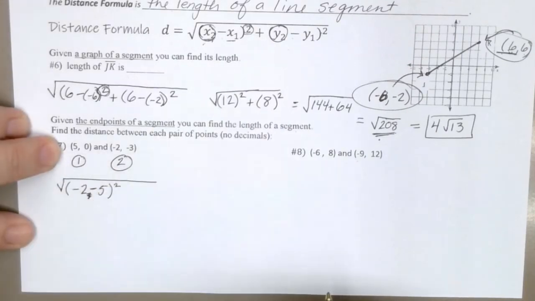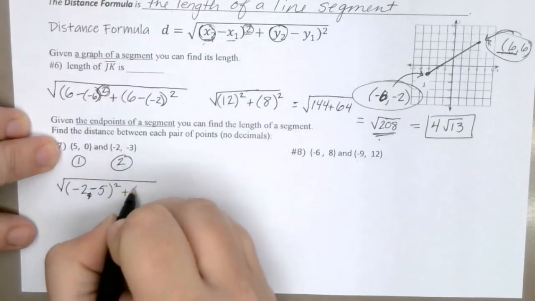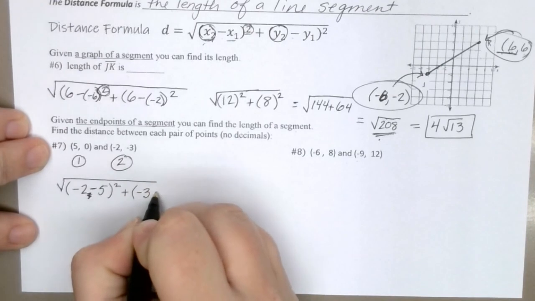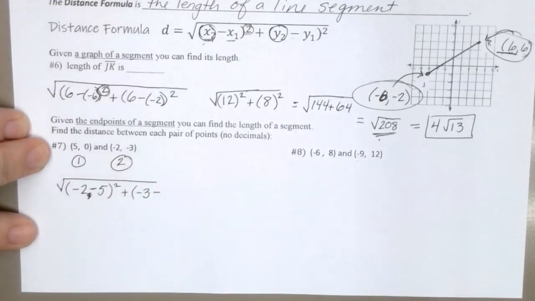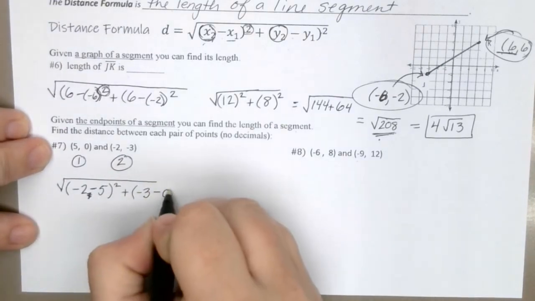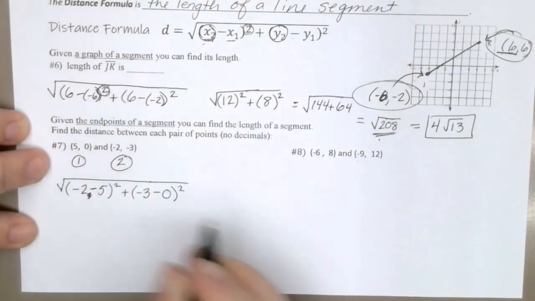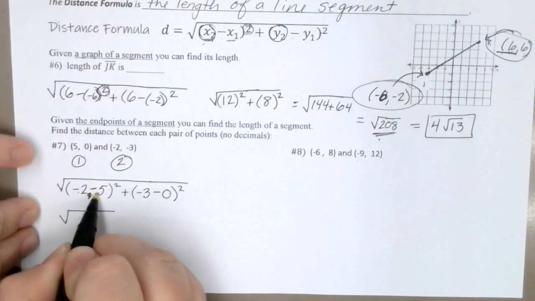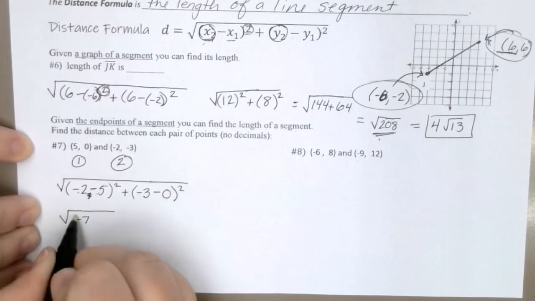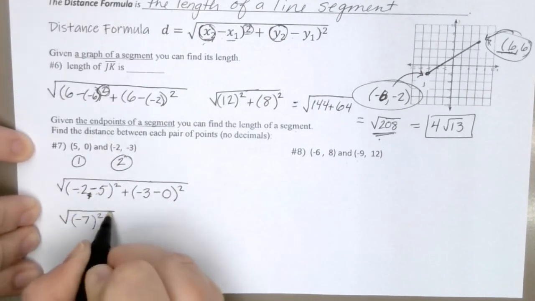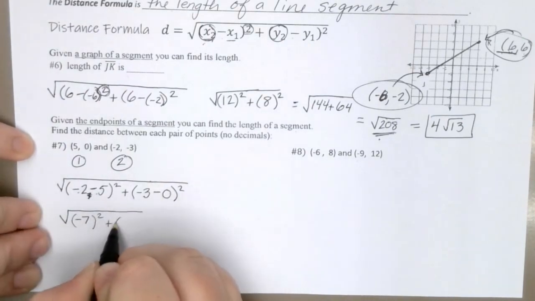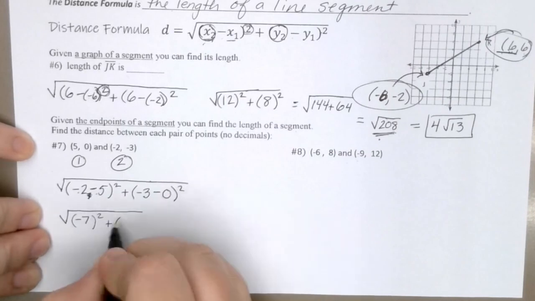Square it. Plus, what's the y value from point 2? Negative 3. Minus the y value from point 1? 0. And I'm going to square that one. So now I'm going to do some simplifying. What is negative 2 minus 5? Negative 7. That's in parentheses when you square it. It is important that you keep it in parentheses. Plus, what's negative 3 minus 0? Negative 3. Square that.